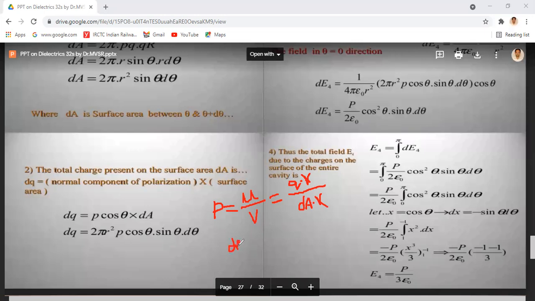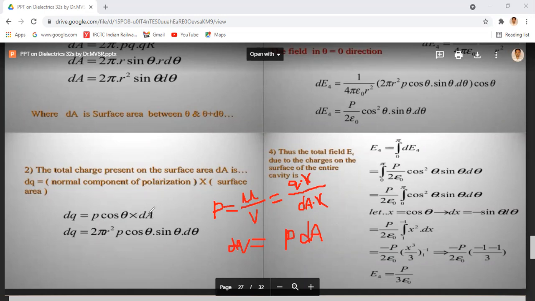So for the small charge, dq is equal to P into dA. Here we consider not P but P cos theta, because we are taking the normal component of polarization. On the surface, P bar is acting, and we take the normal component, P cos theta, into dA. Actually dq is equal to P dA, but we are taking P cos theta into dA.